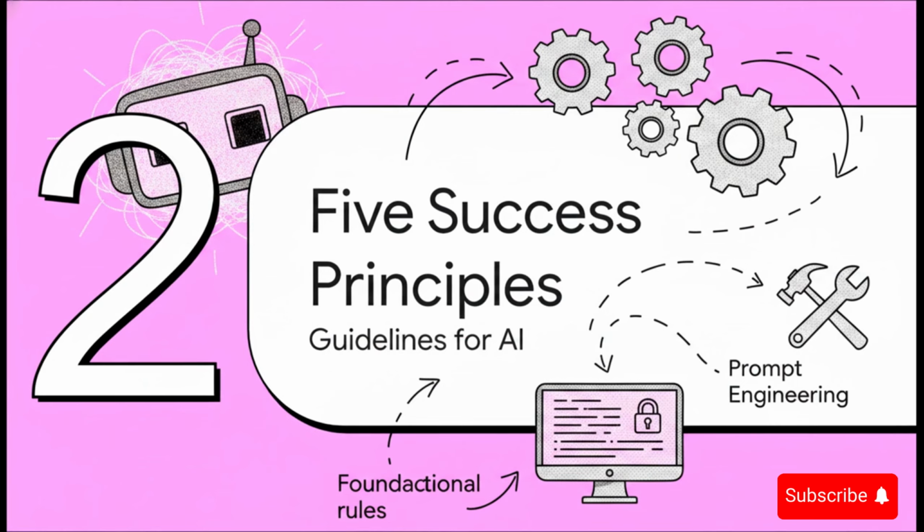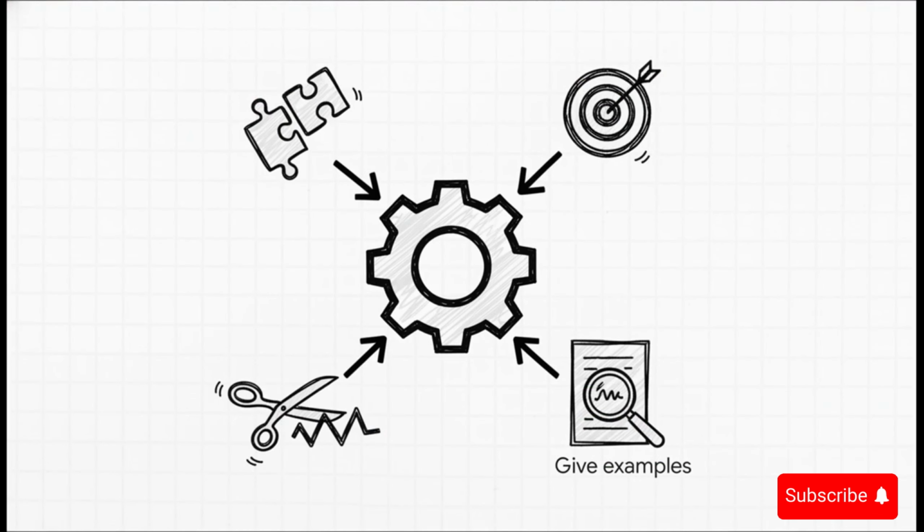Moving right along to Section 2, five principles for success. How do we actually manage this literal-minded AI intern? Let's lay down the foundational rules. There are five basic guidelines, or principles, that you've got to consistently use to increase your effectiveness in any code generation task. Number 1, clarify your objective and understand the task.